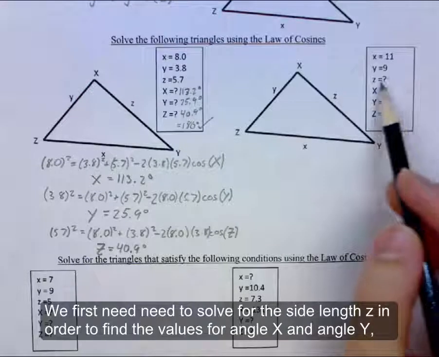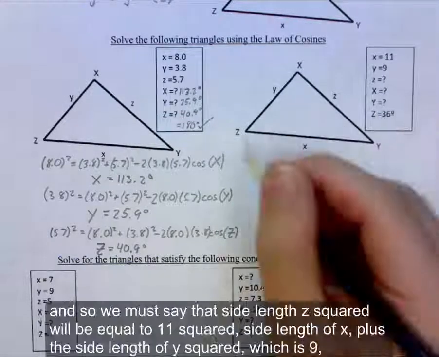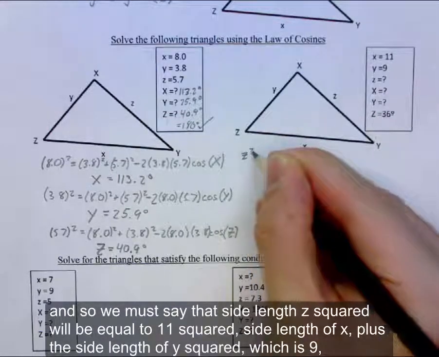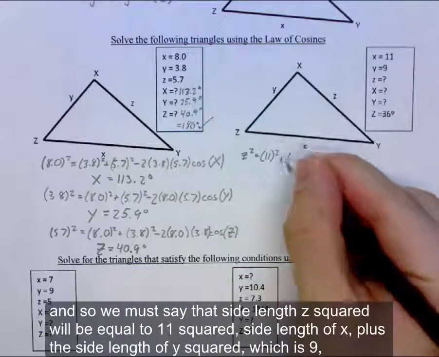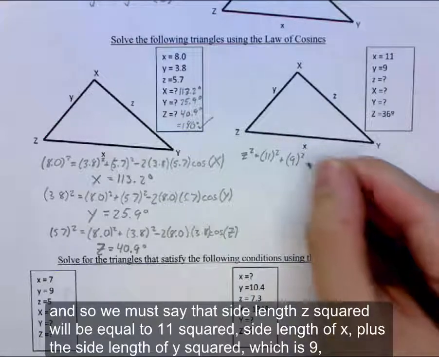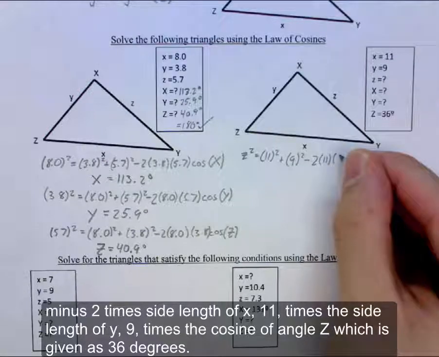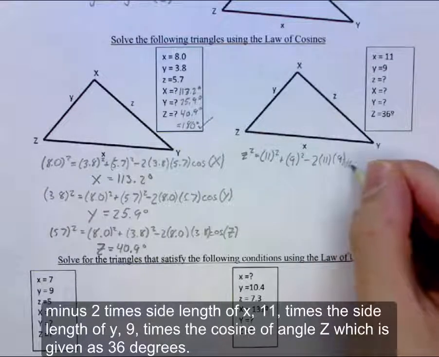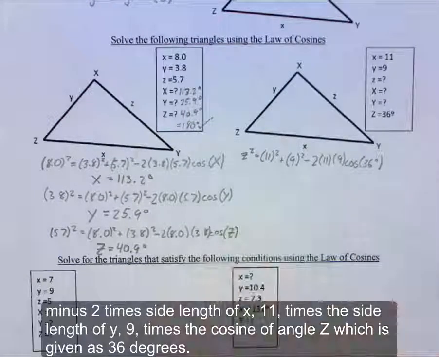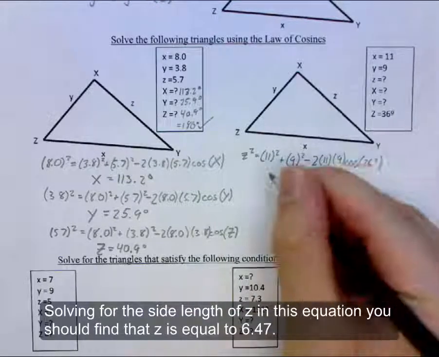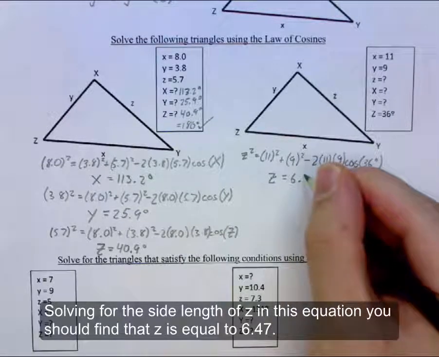We first need to solve for the side length z in order to find the values for angle x and angle y. And so we must say that side length z squared will be equal to 11 squared, side length of x, plus the side length of y squared, which is 9, minus 2 times side length of x, 11, times the side length of y, 9, times the cosine of angle z, which is given as 36 degrees. Solving for the side length of z in this equation, you should find that z is equal to 6.47.